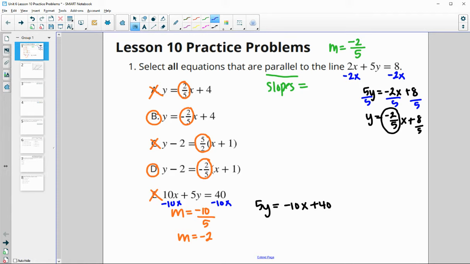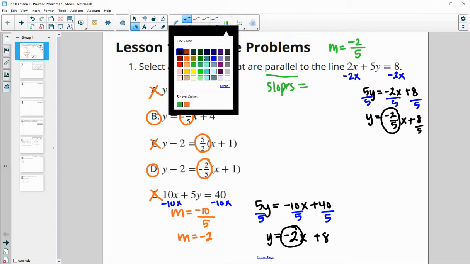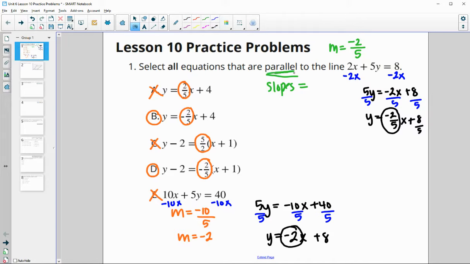And then divide by 5. So that's where that 5 on the bottom is coming from. And simplifying, negative 10 divided by 5 is negative 2x, and then 40 divided by 5 is 8. Negative 2, definitely not the slope we were looking for. So remember in this one that parallel means equal slopes.